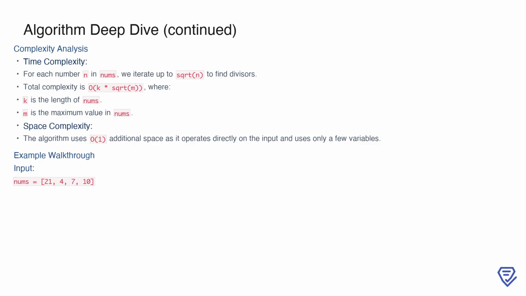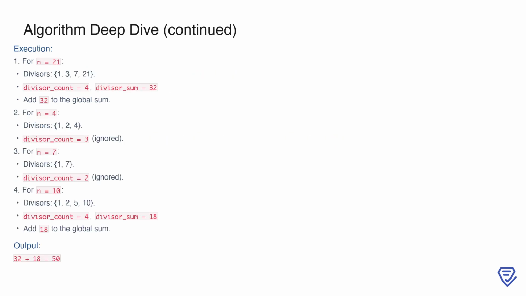Let's walk through an example to better understand the process. Consider the input nums = [21, 4, 7, 10]. We'll examine each number to see how the algorithm identifies valid numbers and computes their divisor sums. For the input nums = [21, 4, 7, 10], let's evaluate each number.